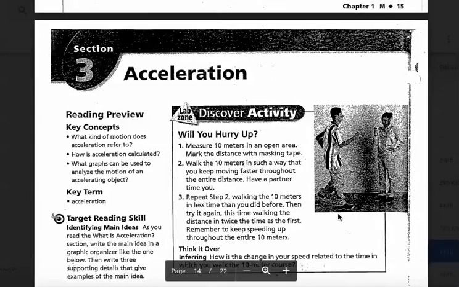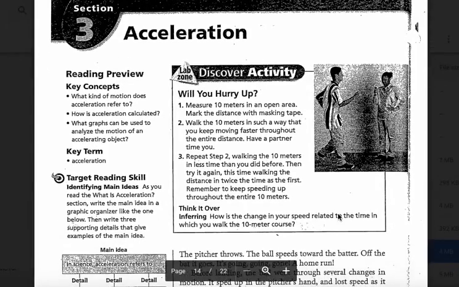All right, next section, acceleration. Key concepts. What kind of motion does acceleration refer to? How is acceleration calculated? And what graphs can be used to analyze the motion of an accelerating object? Key term, acceleration.